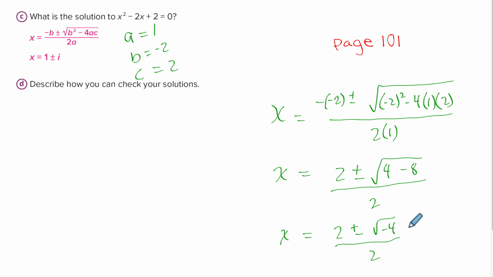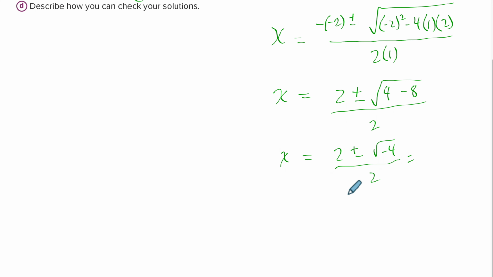And so we did a problem like this earlier. We're going to split it up into 2 over 2. Let me make some room down here. We're going to have 2 over 2 plus or minus. We're going to take that divided by 2 and spread it up into two different pieces right here. We're going to get the square root of negative 4 over 2. So 2 over 2 is 1 plus or minus. And then remember, we're going to break this up. It is the square root of negative 1 times the square root of 4. That's all going to be over 2.